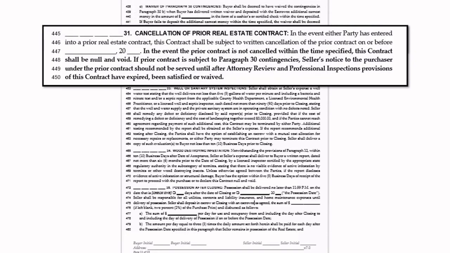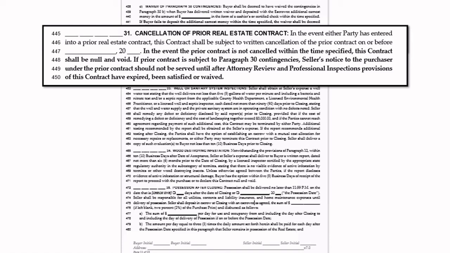there we go, paragraph 31. So this is the paragraph that the second buyer agent would use to try to bump out the first contract. And anytime you want to be a backup contract, you could use this as well. So it says that in the event either party has entered into a prior real estate contract, this contract shall be subject to written cancellation of the prior contract on or before. So how much time are you going to give the listing agent to bump out that first contract?